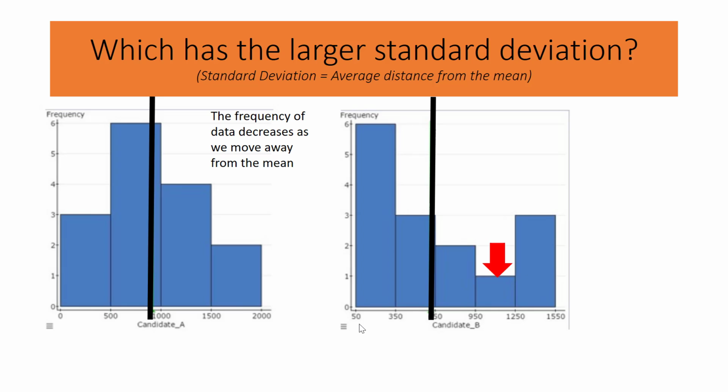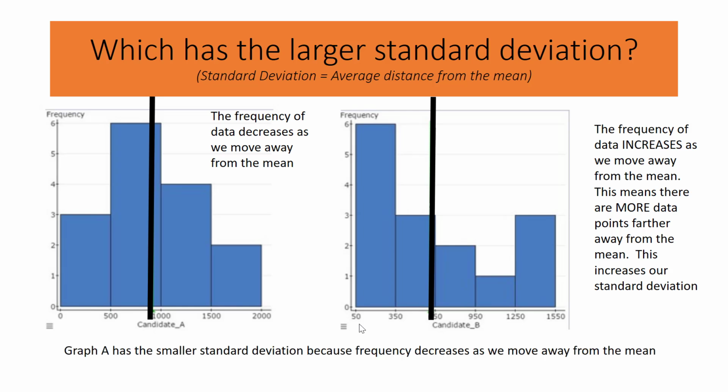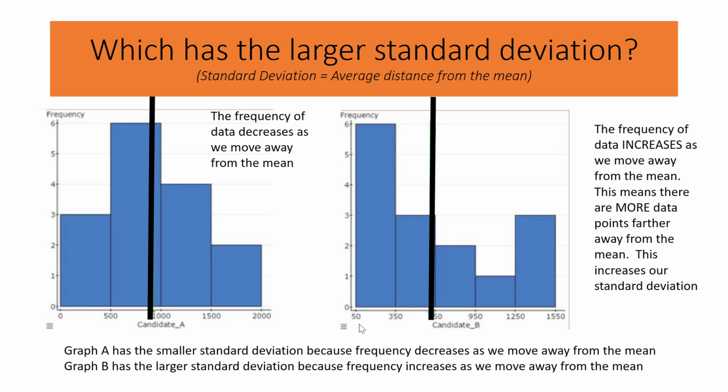At first, it looks like our frequency is decreasing, but then in this last column, the frequency increases. So on the right-hand graph, we have more data points that are farther away from the mean. And remember that the standard deviation is the average distance from the mean. So what does that mean? That means that graph A is going to have the smaller standard deviation because the frequency decreases as we move away from the center. And for graph B, you have a larger standard deviation because your frequency is increasing as you move away from the center.